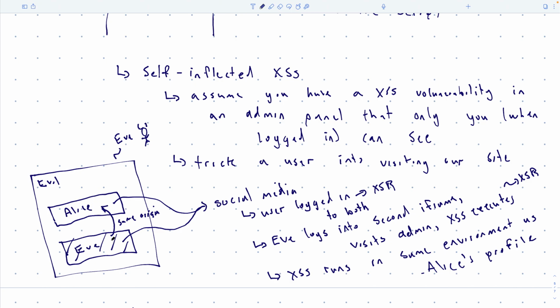If I load a second iframe, log the original user out, log myself in, and then go to that administrative panel where the cross-site scripting vulnerability is sitting, then my JavaScript starts running. Now, my JavaScript is running in the second iframe, right? But what's the origin for it? The origin will be the social media website. And Alice's profile, her DMs, which are sitting in the first iframe, what's the origin of them? It's also the social media site.